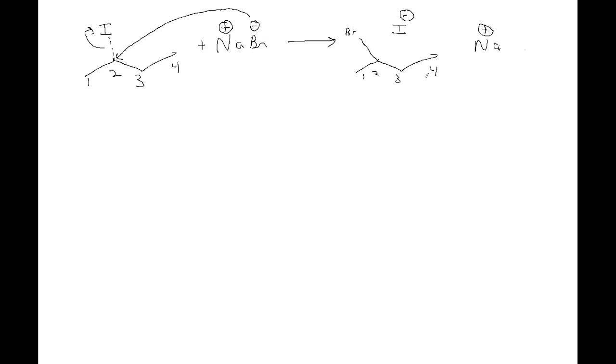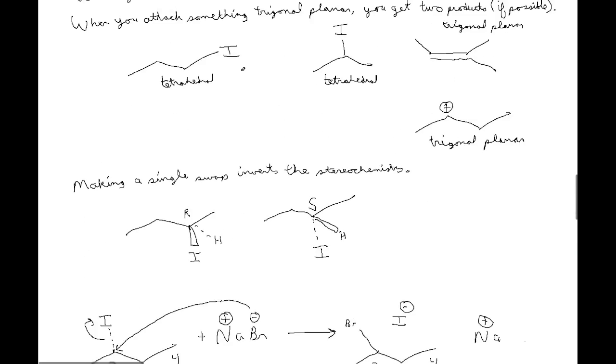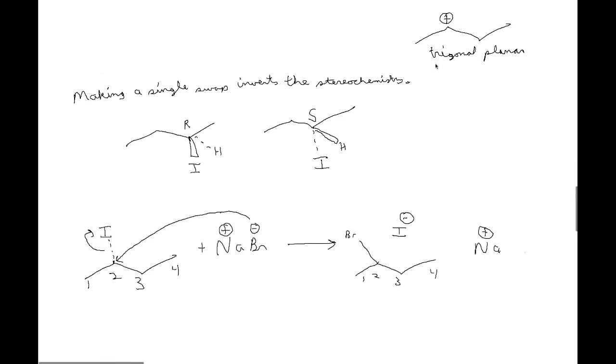Now, in this picture, do we need to use wedges and dashes? Yes. How do you know? Because carbon 2 is a stereocenter. That's right. So that's a new issue we haven't had to deal with before. Now, are we going to get one product or two products here? One. That's right. How do you know? Because it's tetrahedral. Who's tetrahedral? Carbon 2. Carbon 2 was tetrahedral when it was attacked. According to our rule, we're only going to get one product then.